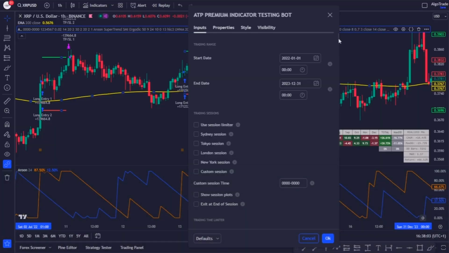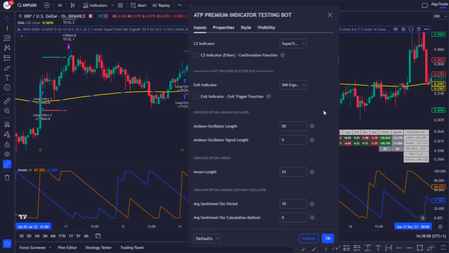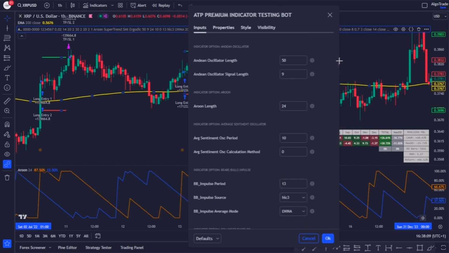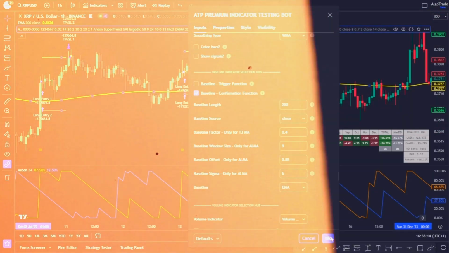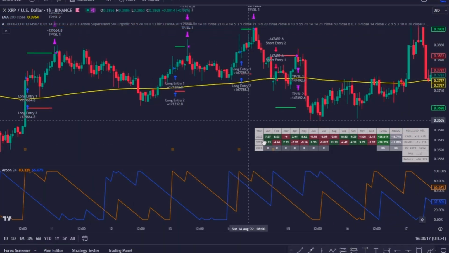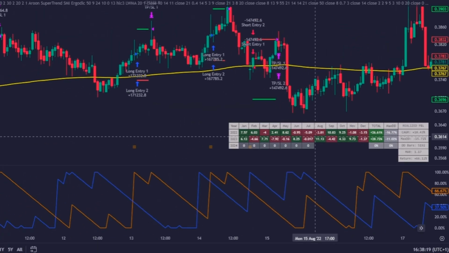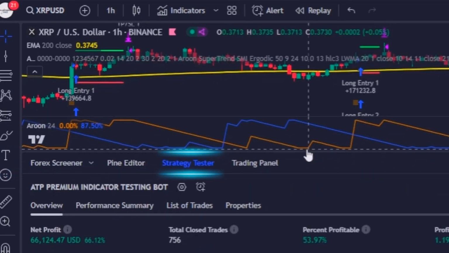Once we have set all the conditions we discussed earlier, including the Aroon indicator with a length of 24 and the 200 period EMA for confirmation, the trading bot will display every valid trade on the charts. Then it also provides monthly results here and overall statistics for each asset I want to backtest in the Strategy Tester tab.